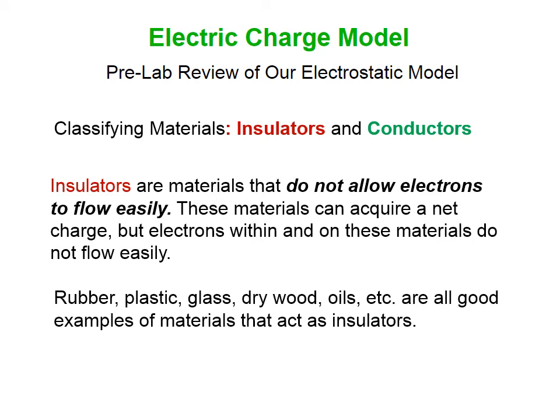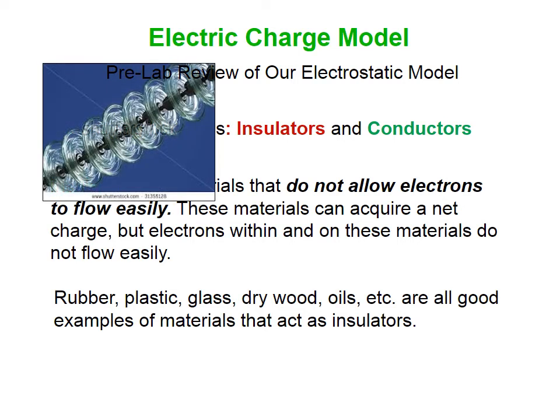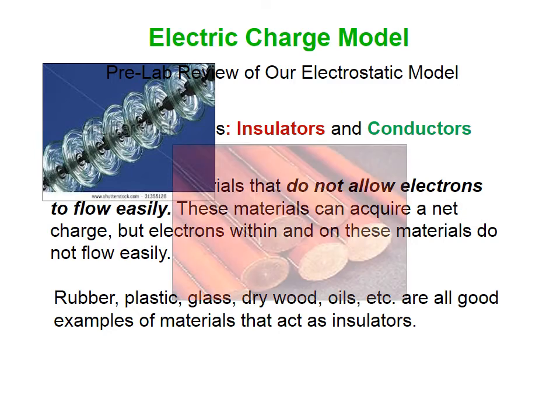Rubber, plastic, glass, dry wood, oils, etc. are all good examples of materials that act as insulators and will generally protect us from electric shock. An example is the glass being used on an electric line or a transformer line, so that it can be moved without actually touching the conductor that runs down the middle of that cable.